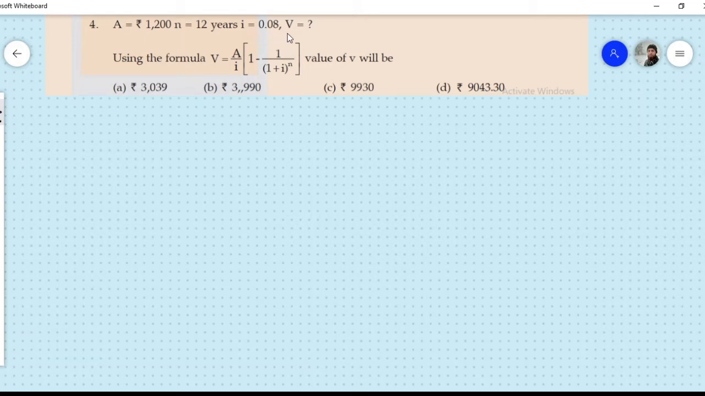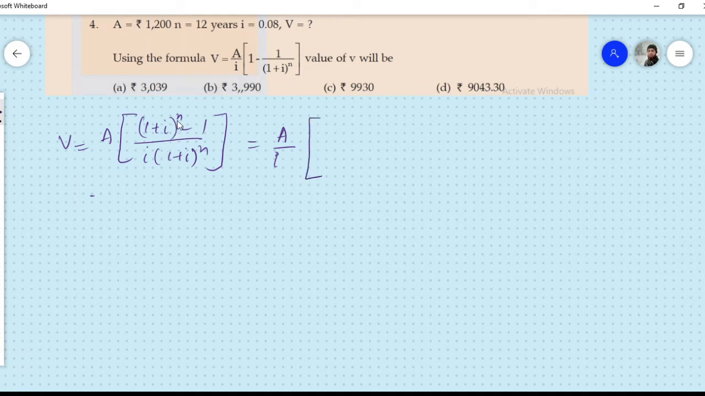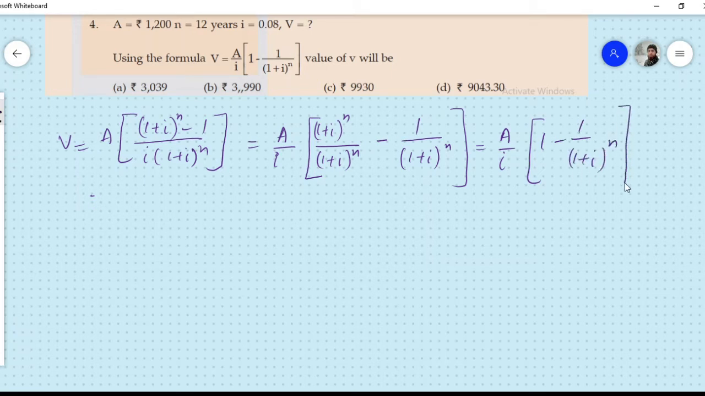Question number 4. A is 1200 and n is 12 years. Rate of interest is 0.08. We have to find the present value. Since we know V is equal to A into 1 plus I power n minus 1 divided by I into 1 plus I power n. This and this formula are the same, because when we divide, it will be A divided by I, because I have taken it out. Then 1 plus I power n divided by 1 plus I power n minus 1 divided by 1 plus I power n. It is the same thing. So here I can write A divided by I into 1 minus 1 divided by 1 plus I power n. So the formula is the same, there is nothing to bother about.